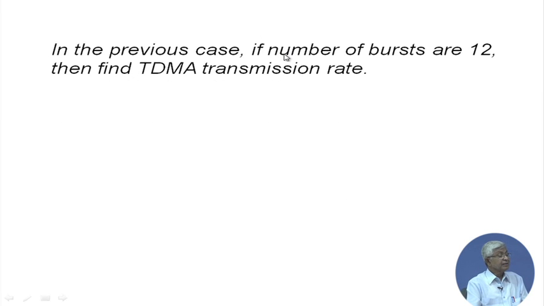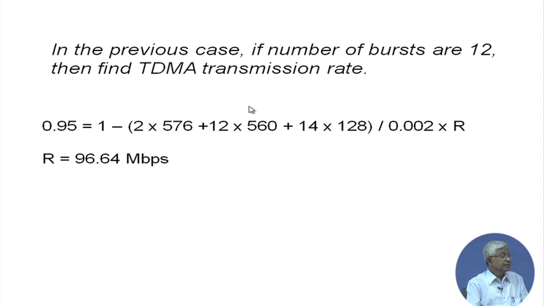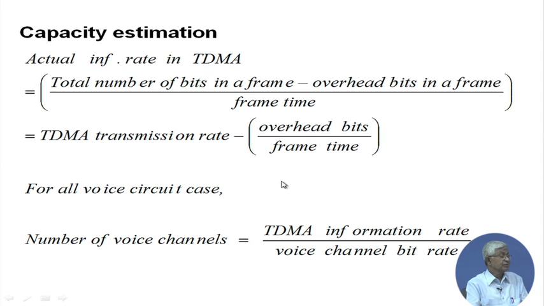Let us say the number of bursts is 12, then what is the transmission rate? You can find out, efficiency is known, 12 bursts, and the frame time is given. So, if any number is missing, you can find out those things.